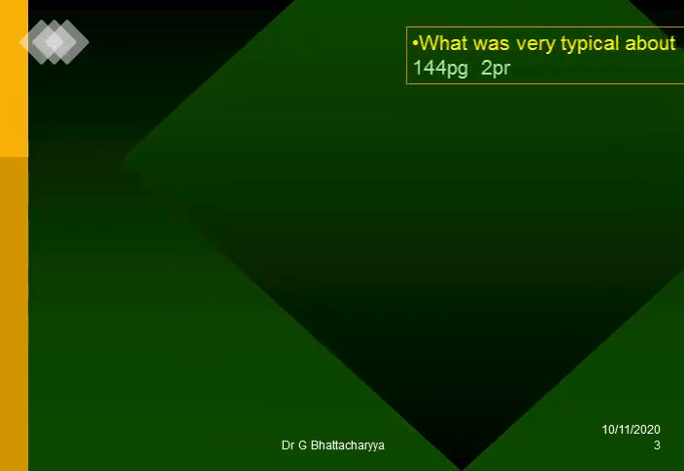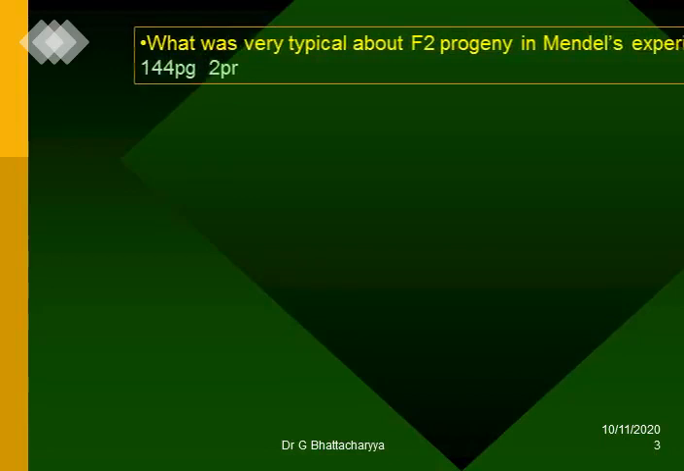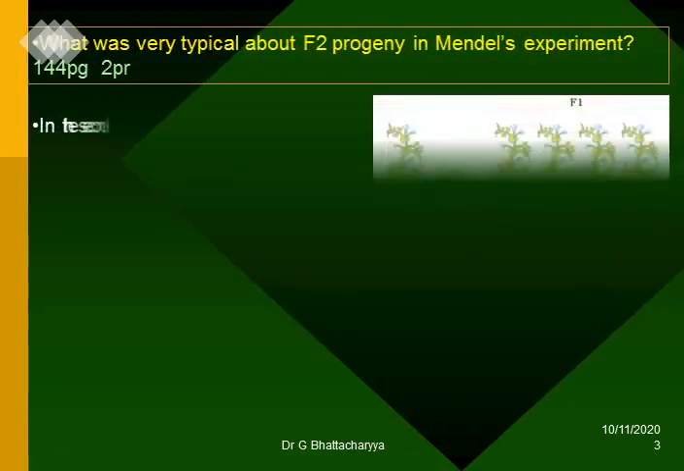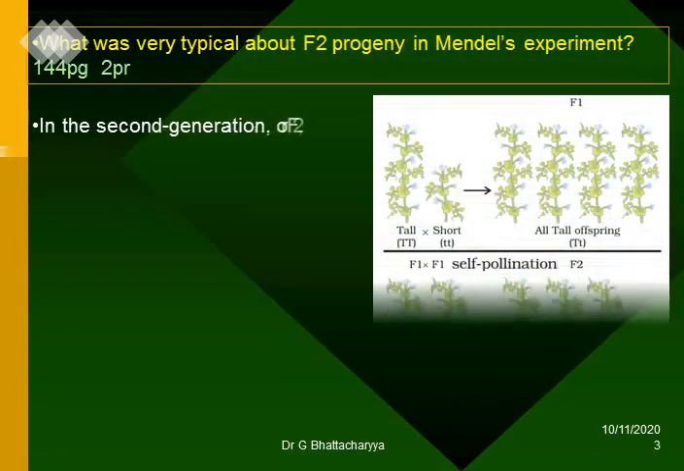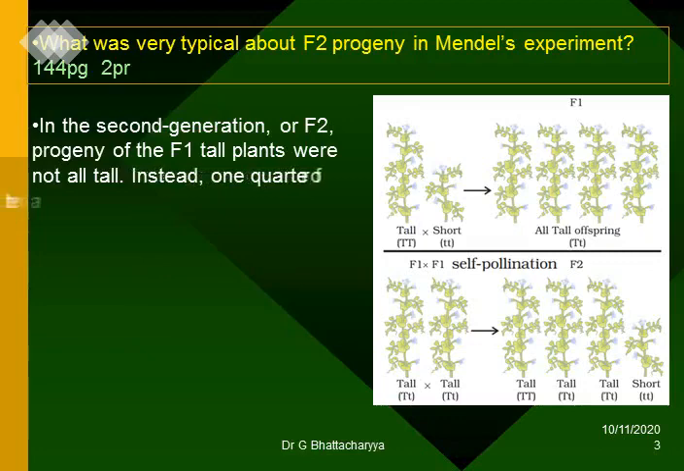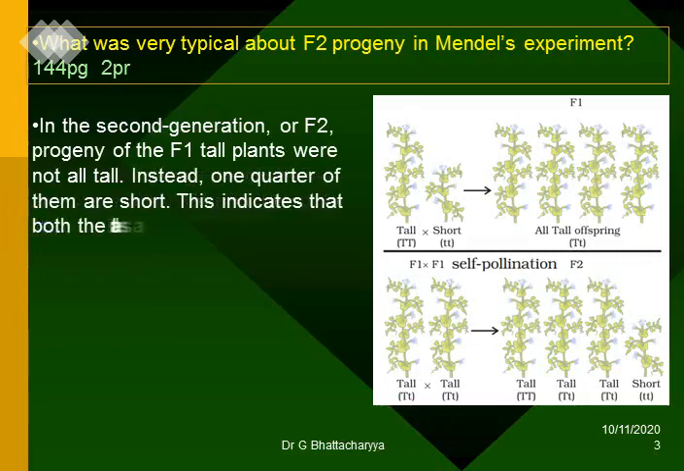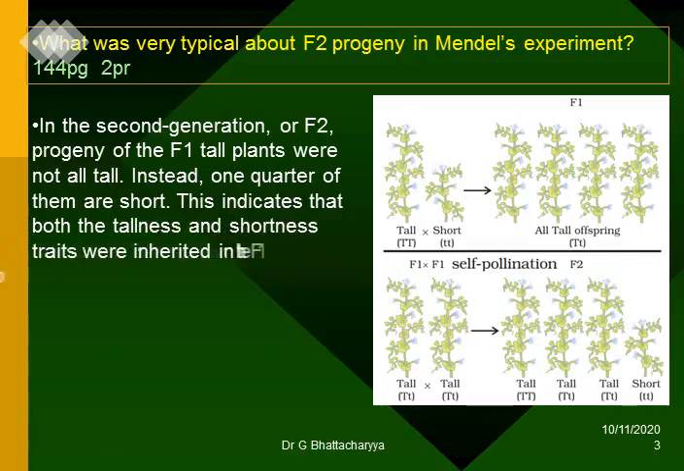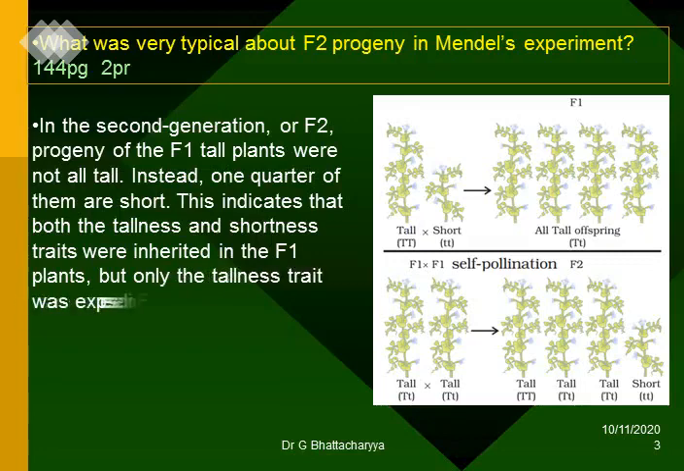What was very typical about F2 progeny in Mendel's experiment? In the second generation or F2 progeny of the F1, tall plants were not all tall. Instead, 1/4 of them are short. This indicates that both the tallness and shortness traits were inherited in the F1 plants, but only the tallness trait was expressed in F1 plants.